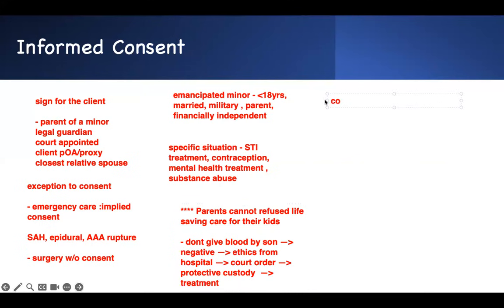This is the interesting one. Competent adult. These people have all the rights they can have. They're not drugged, they're not intoxicated, they can make a decision. They can have a heart attack, MI. They can have a triple A rupture. They can have a subarachnoid hemorrhage. They can have a gunshot wound to the belly, GSW.